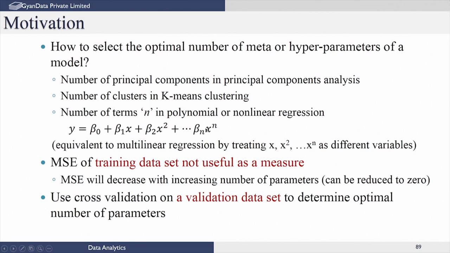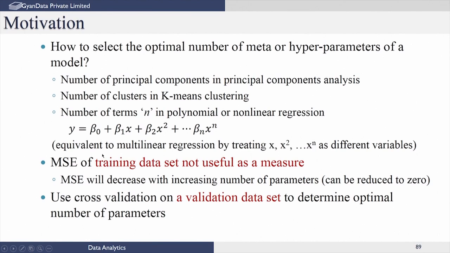Here again we have to decide how many powers of x we have to choose. If you choose higher powers of x, then corresponding to each power you get an extra parameter that you need to estimate. For example, in this case you have n plus 1 parameters if you have chosen x power n as the highest degree of the polynomial. The choice of the degree of the polynomial to fit is again a meta parameter of the nonlinear regression model. So in all of these cases you have to find the optimal number of parameters of the model that you need to use in order to obtain the best model.